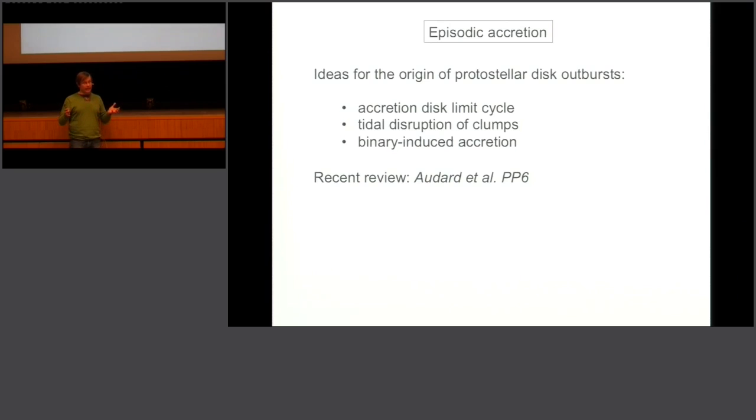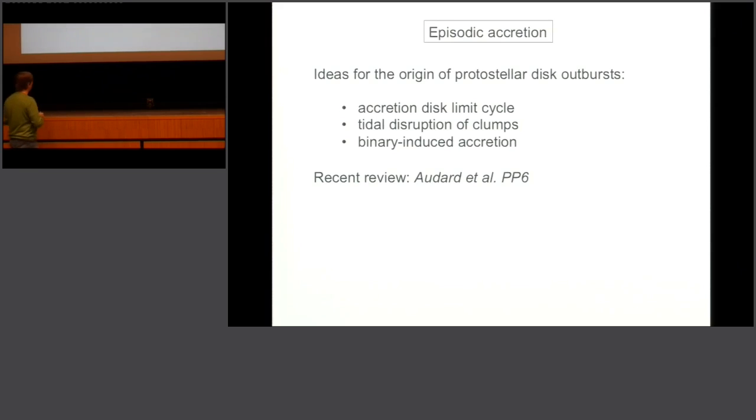So the basic idea here is that we might form clumps of material in the outer disk, which can migrate through the disk and suddenly dump a large amount of material into the inner disk on a short time scale. And that material would then be accreted directly onto the star.